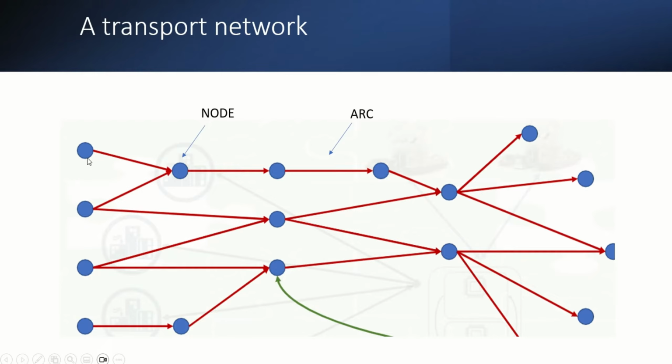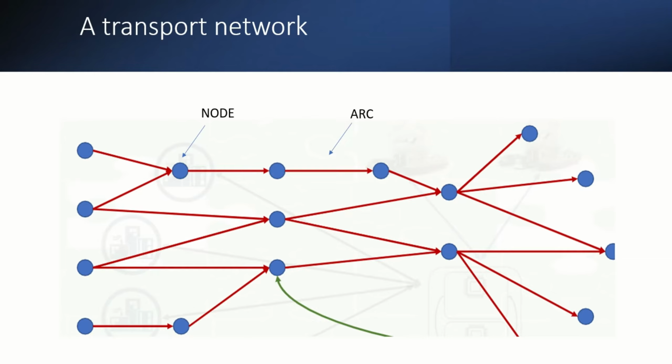Then every two nodes that are connected by a transportation system, which could be railway, road, air, or water, form an arc. So this node to this node is an arc. We can call this factory one to distribution center one, or shorten it to F1 to DC1. This is an arc. The same way this to this is an arc. So every two connected nodes is what we call an arc in the transport network.